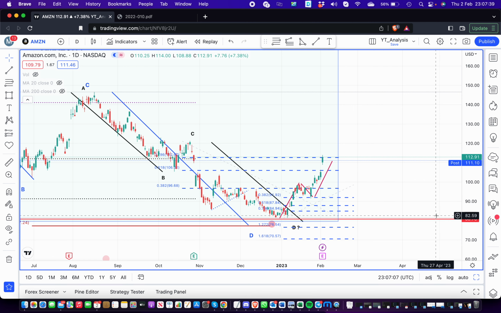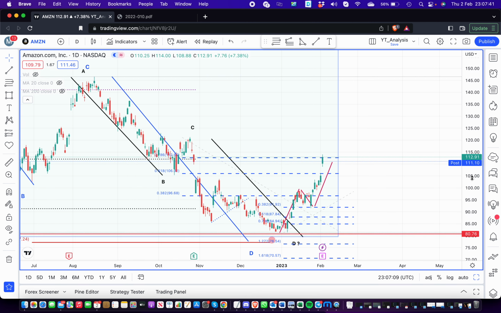So what the stock has done now is it has completed this ABCD formation that we were watching, and also we had this 78.6% Fibonacci retracement coming from this high here.